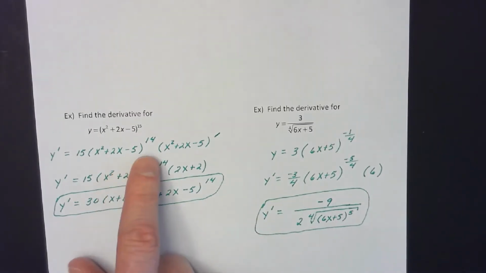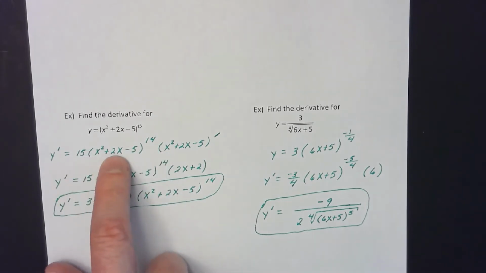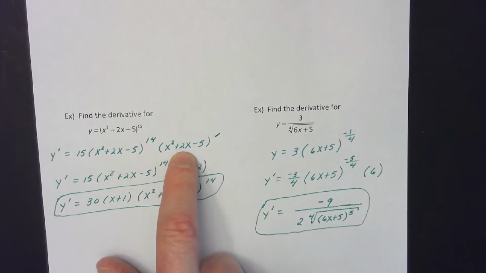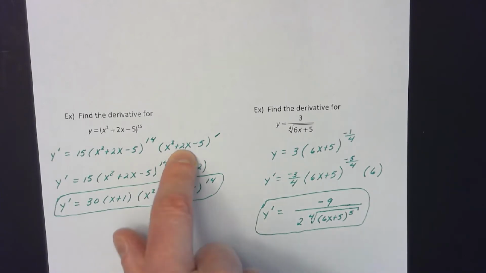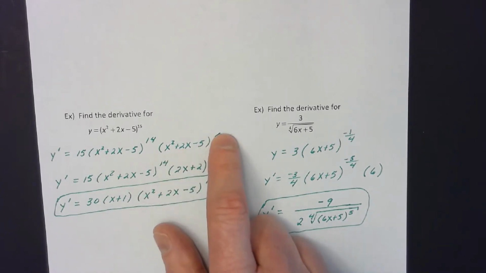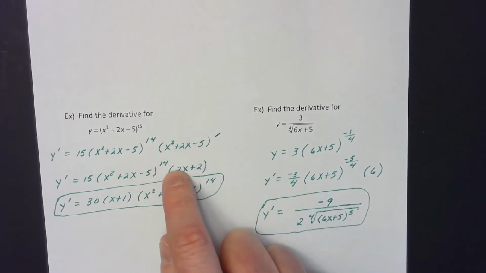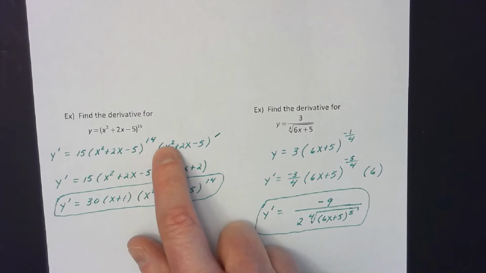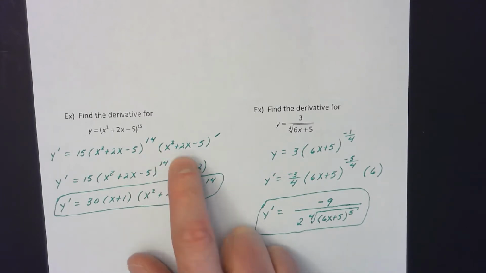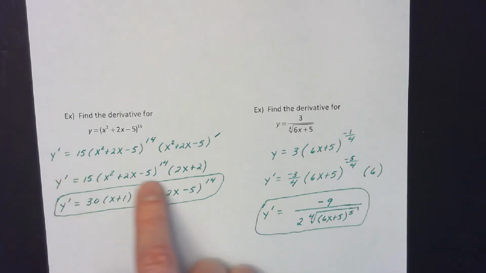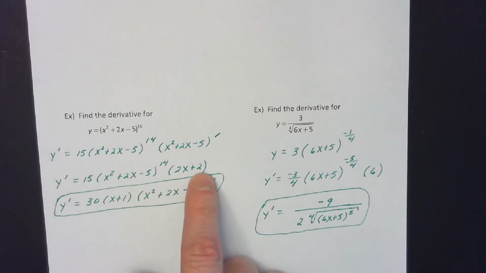Derivative of the outside, 15 times the group left alone to the 14th power. Then I needed to say times the derivative of the inside. Now, of course, we know that the derivative of any polynomial, you can just use the power rule for each individual term. Derivative of x squared is 2x, derivative of 2x is 2. So I get this as my derivative, and then I can simplify that.